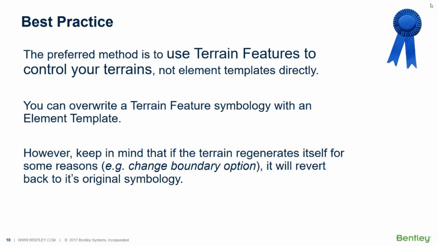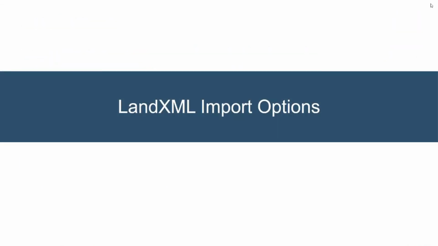So the best practice, the preferred method, is to use terrain features to control your terrains, not element templates. Like I said, the terrain features give you additional options that you want to take advantage of. You can overwrite a terrain feature symbology with an element template, as you just saw us do. That's not a problem. However, just keep in mind that if the terrain regenerates itself for some reason, it will revert back to its original symbology.